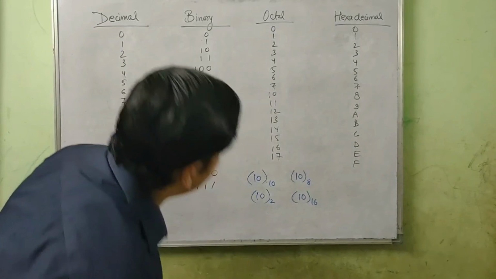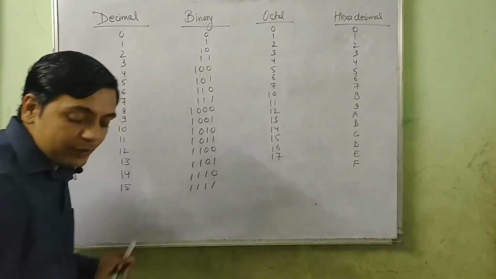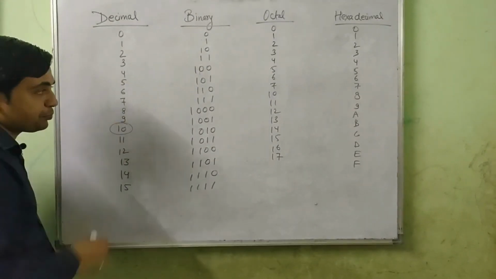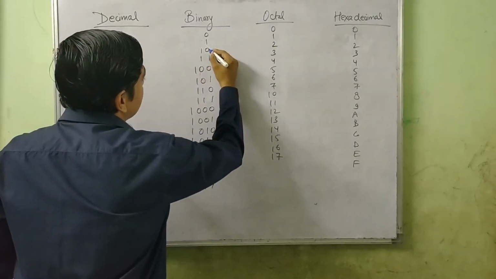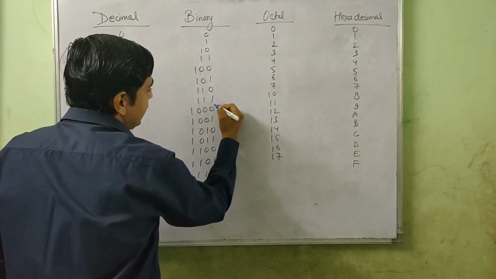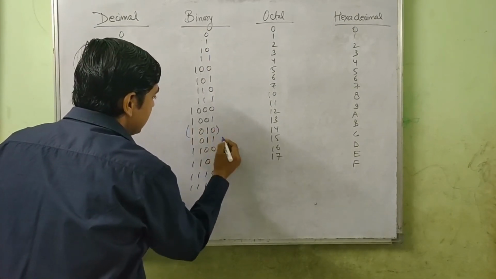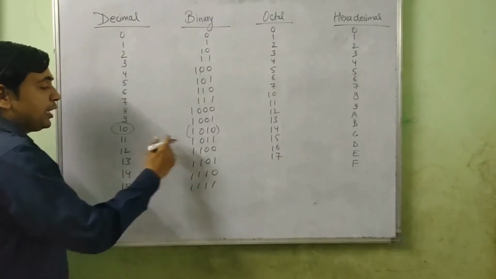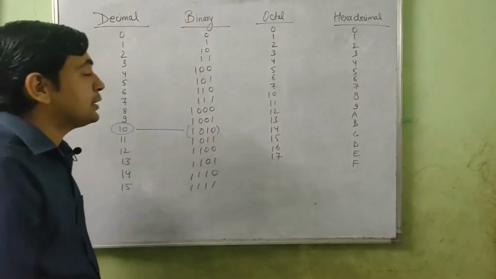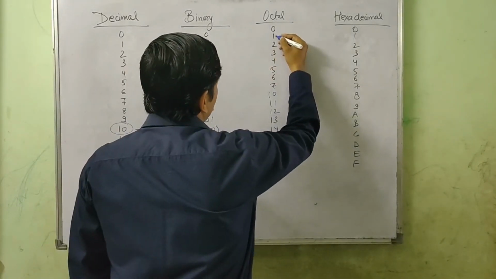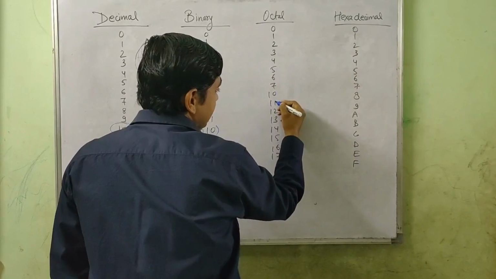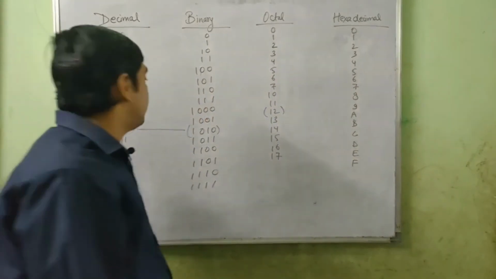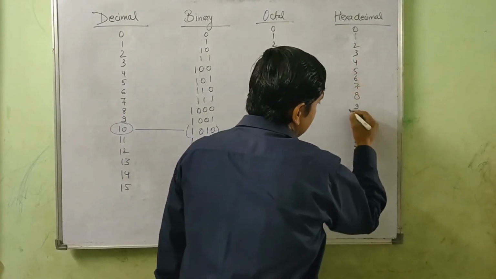And the last thing, the equivalent value. For example, what is the value of 10 in binary? If you count 0, 1, 2, 3, 4, 5, 6, 7, 8, 9, 10, this is in binary 1, 0, 1, 0. Let's see what it is in octal: 1, 2. And let's see the value of 10 in hexadecimal, so it is A.